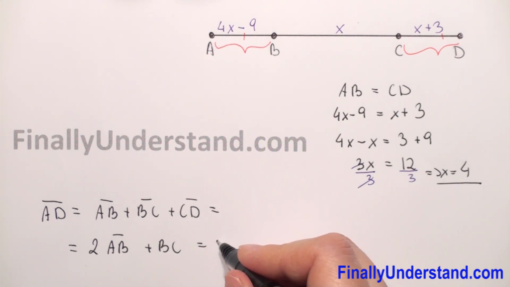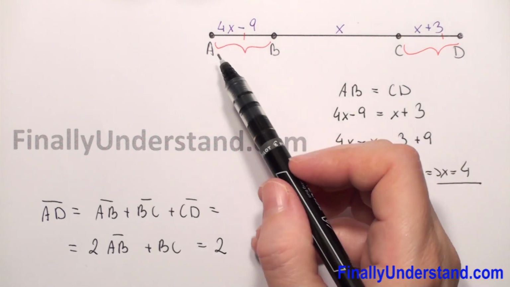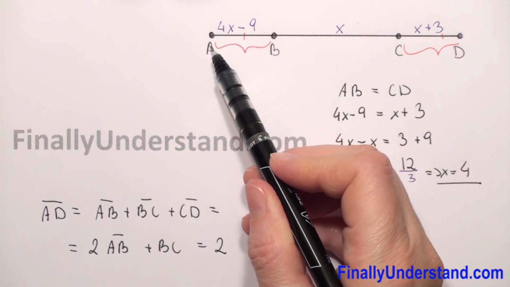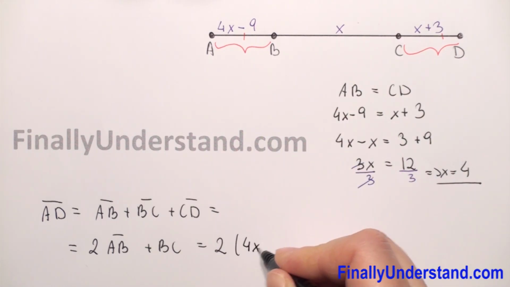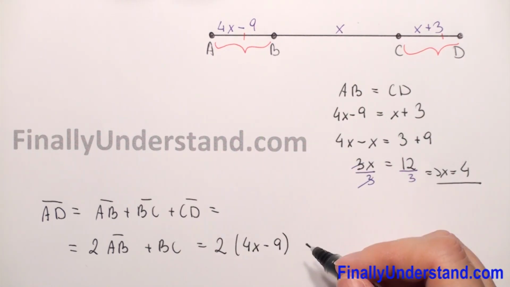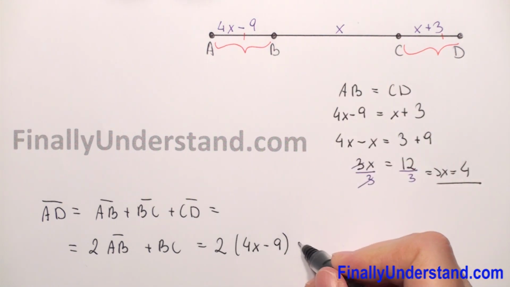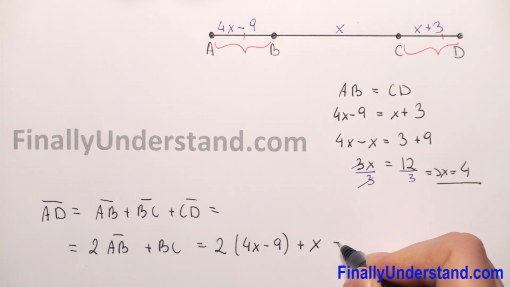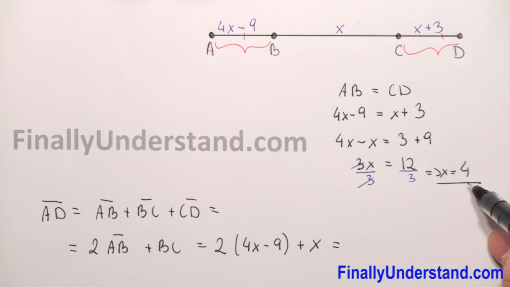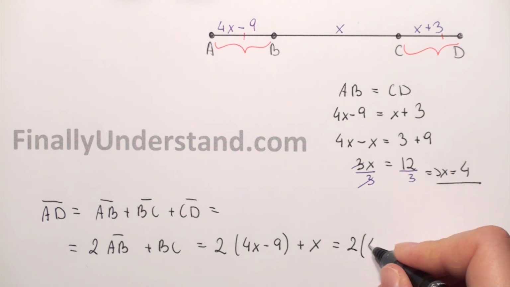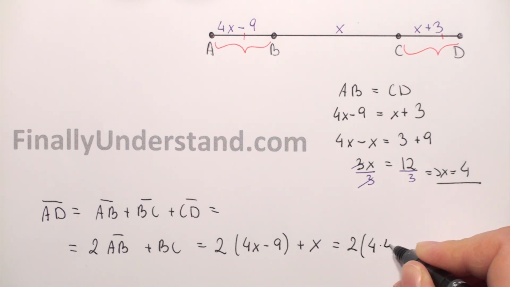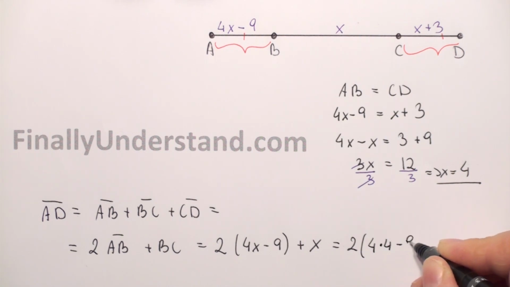And what now? 2 times, and we have that AB is given by this expression, so we have 2 times 4x minus 9. BC is x, so we have plus x, so this is equal. We found that x is 4, so now we will substitute x's by 4, so we have 2, and in parentheses we have 4 times 4 minus 9 plus 4.